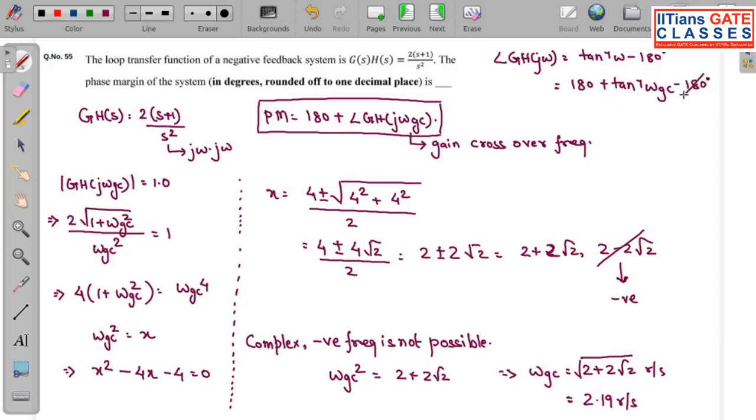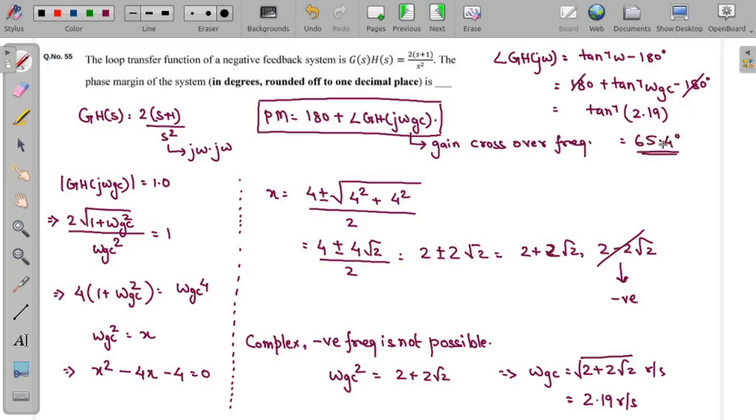If I solve this, 180 gets cancelled, leaving tan inverse of 2.19. Make sure your calculator is in degrees. It comes out to be nearly 65.4 degrees. So this was the answer for the phase margin of this question.